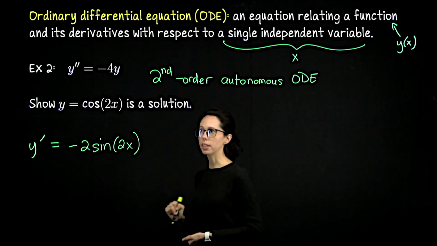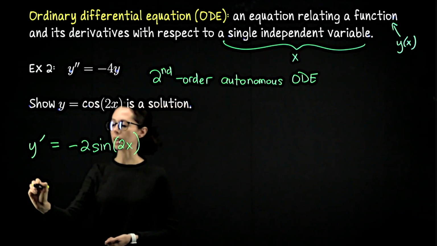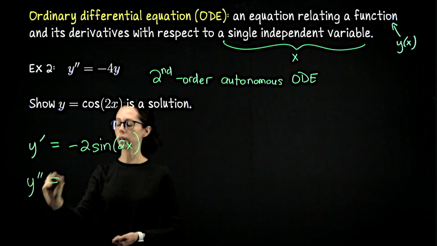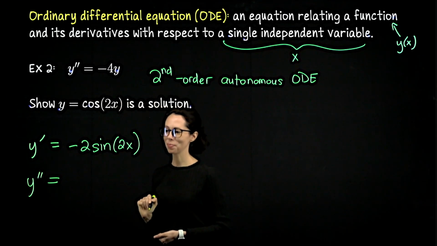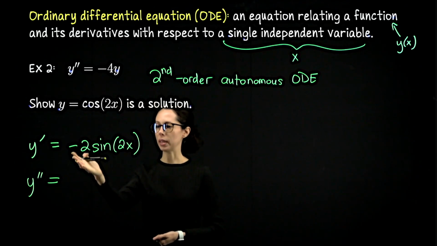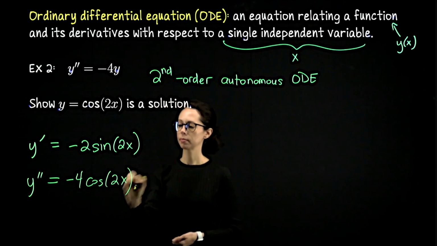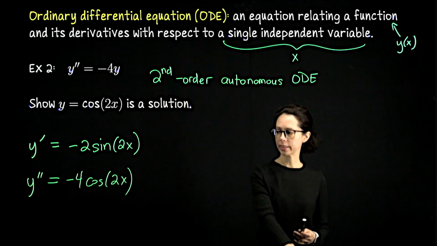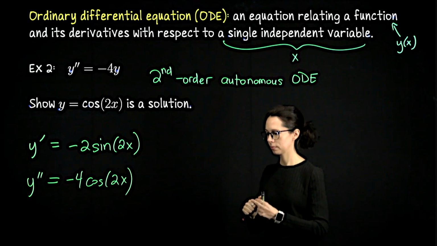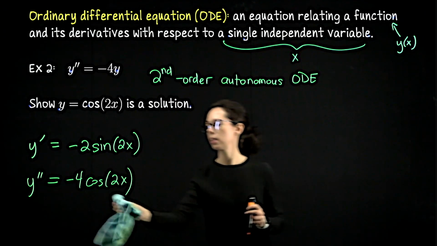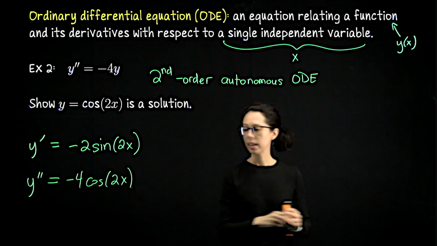Now let's take its second derivative. That's going to give us the left-hand side of our second order autonomous differential equation. Y double prime is going to be negative 4 cosine of 2x. Take a look at that. Notice that cosine of 2x itself is y.